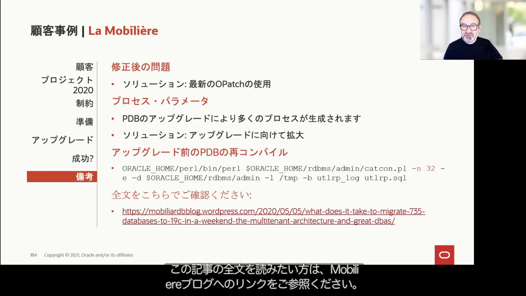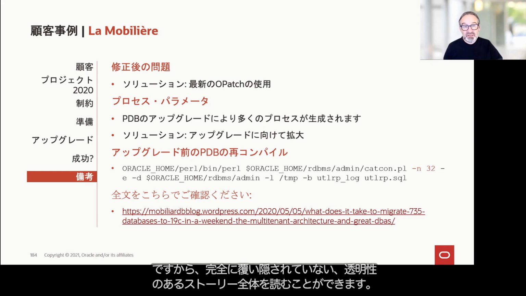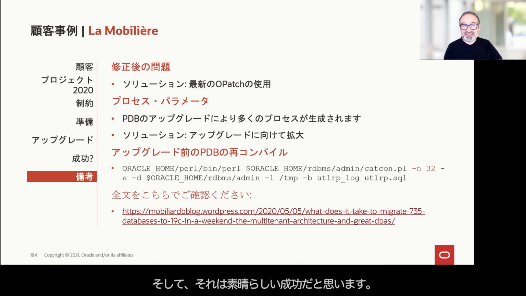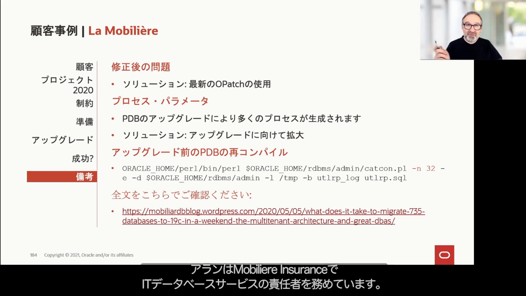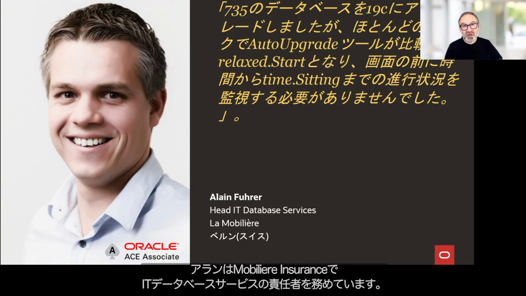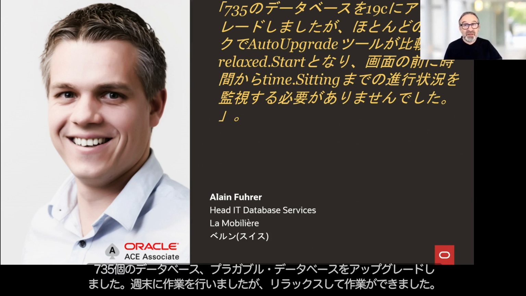If you want to read the full story, this is the link to the Mobiliar blog. It's in English, of course, so you can read the entire story completely unmasked and transparent. And I think it's a fantastic success. So last words here from Alain Fourer. Alain is the head of IT database services at Mobiliar Insurance. And we upgraded 735 databases, pluggable databases in this case, on a weekend.